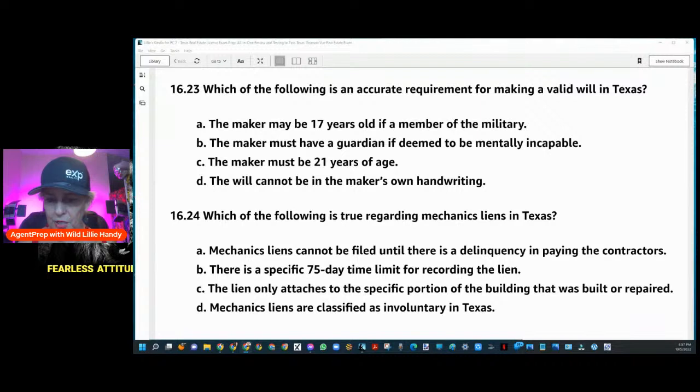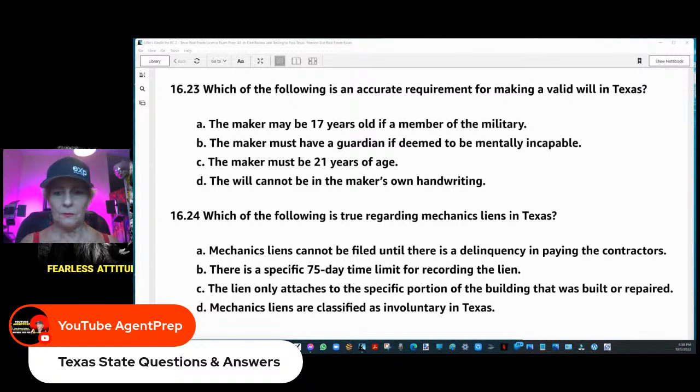Type your answer in the chat. So far, I have an A. And yes, that answer is correct. The maker may be 17 years old if a member of the military. Very good. Awesome.